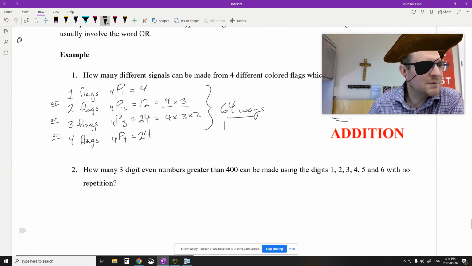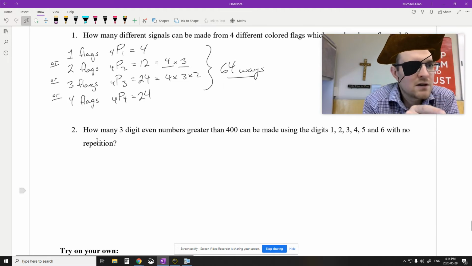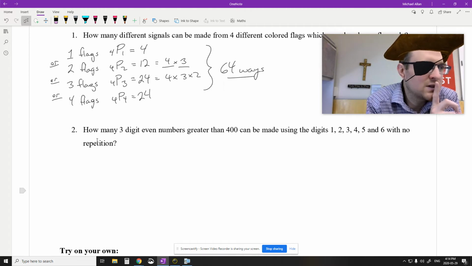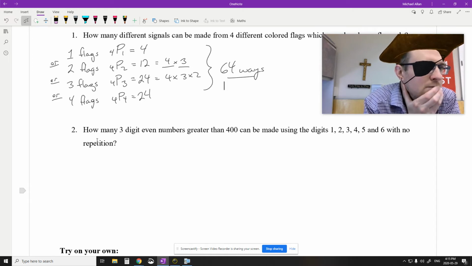So when you think about these, you may want to think about different cases. When we did these number ones before, we didn't really have cases. It was just less than 400 or greater than 400. But now, how many 3-digit even numbers greater than 400 can be made using these digits with no repetition? Okay, there's no 0 in there.